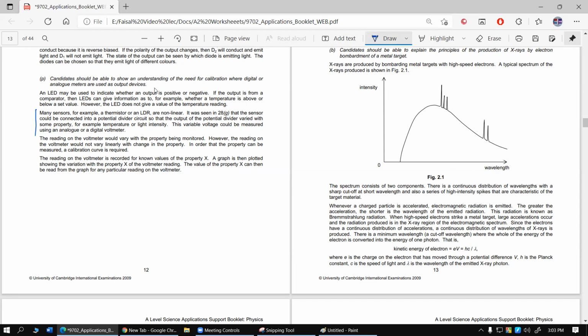So what kind of voltage are we handling? It's pretty simple. The reading on the voltmeter would vary with the property being monitored. However, the reading on the voltmeter would not vary linearly with change of the property. In order that the property can be measured, a calibration curve is required.